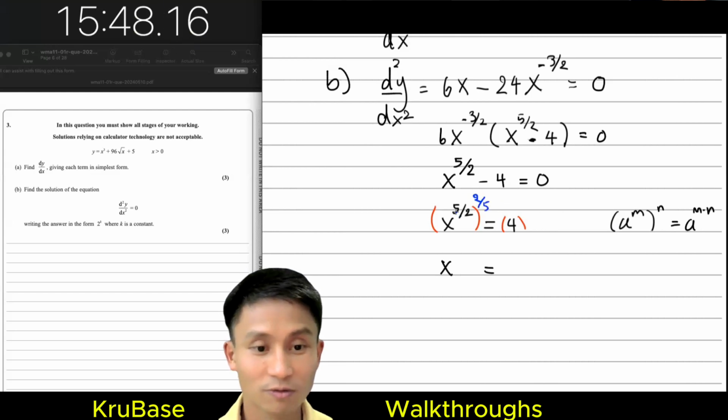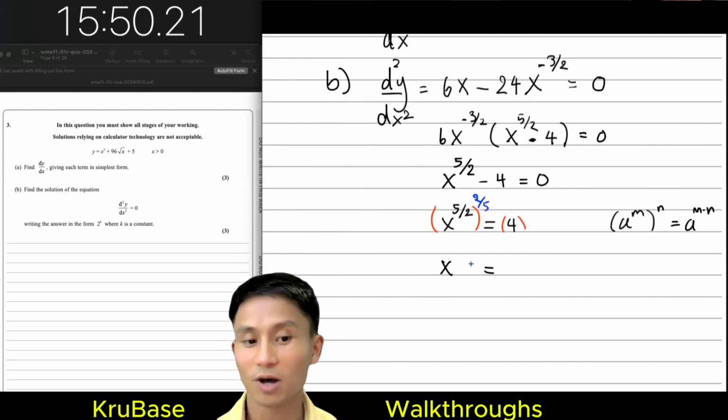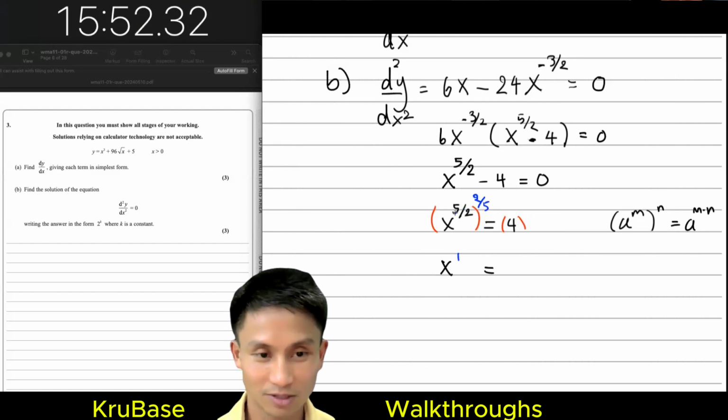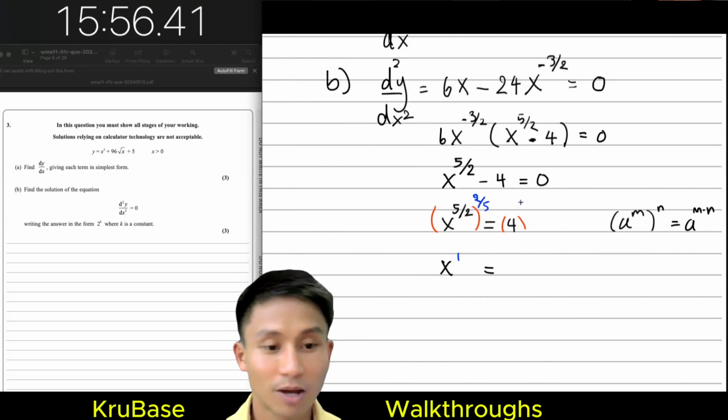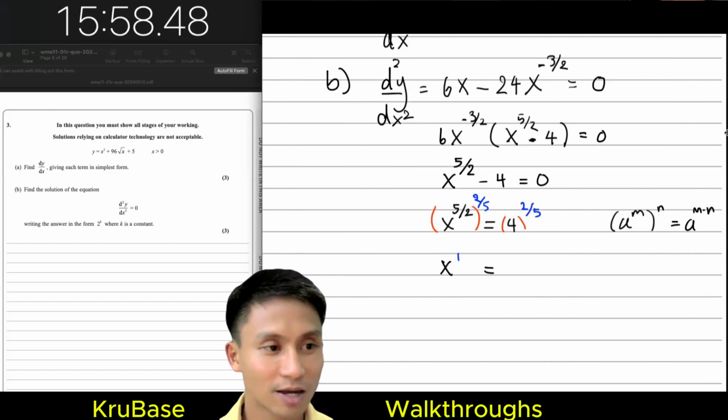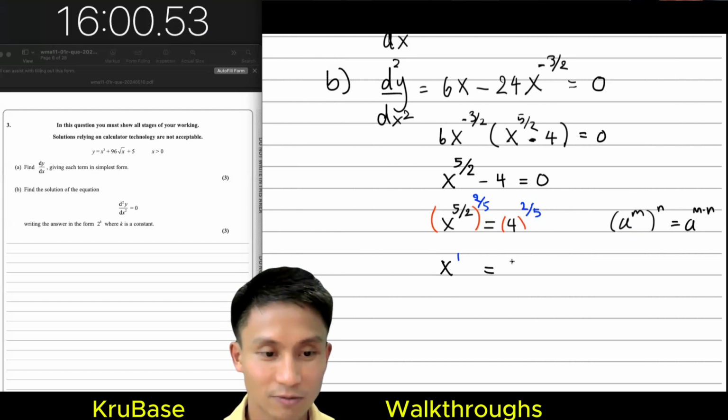Because when you power by 2 over 5 on the left side, you get x to the 1 there. Yeah, because they cancel, just the reciprocal fraction there. But we got to do that for the right side as well. So x is 4 to the 2 over 5.